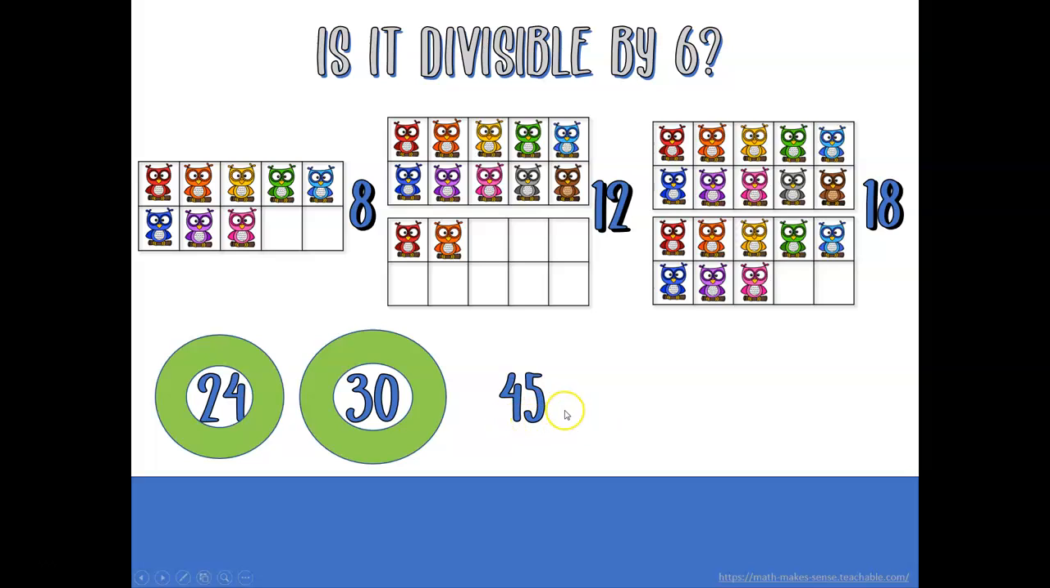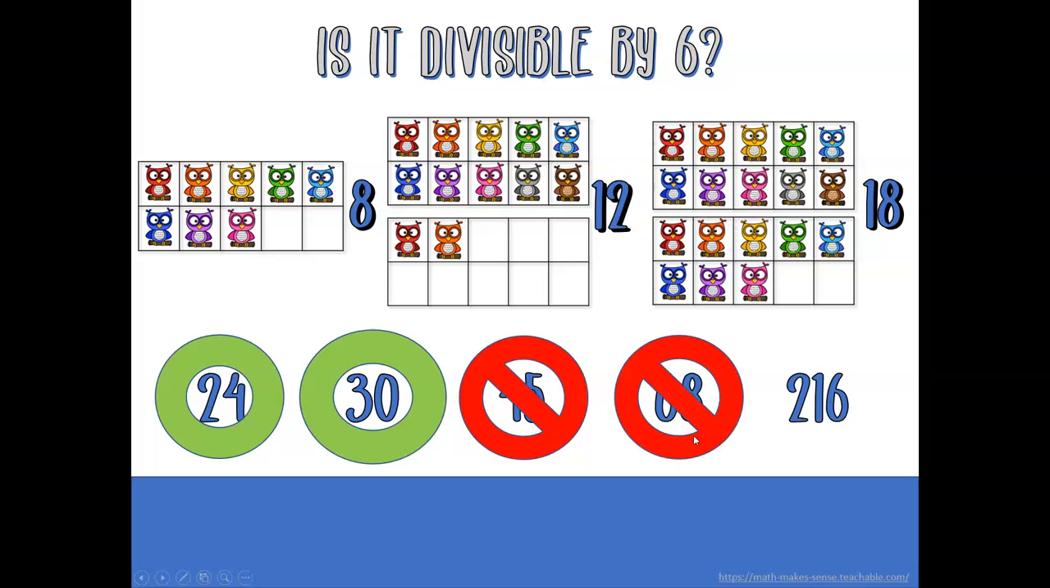45 divided by 6 does not. There's no easy answer for that one. There's leftovers if we do it. 68 divided by 6 does not work. Now let's look at our mystery number, 216, and find out whether that can be divisible by 6. So let's look here at everything that did work. 12 works, 18 works, 24, and 30 worked.